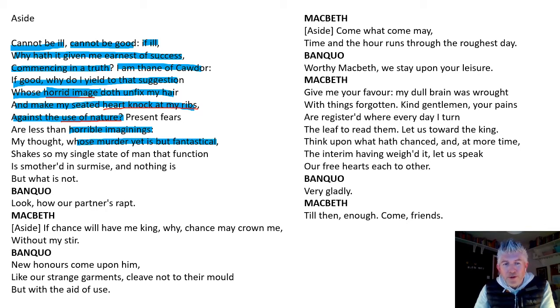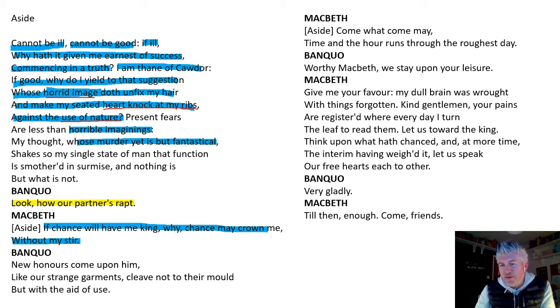Banquo turns to look at Macbeth. "Look how our partner's wrapped." Again, that means he's lost in his thoughts. He clearly has got a lot on his mind, and Banquo can see that by looking at him. Macbeth, still talking to himself: "If chance will have me king, why chance may crown me without my stir." And that means basically, if fortune is going to make me king, well, luck and fortune may give me it without me having to do anything.